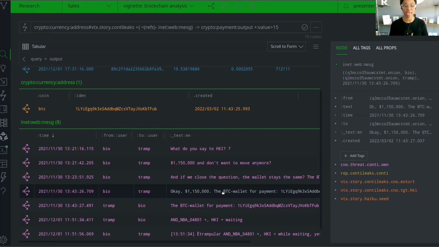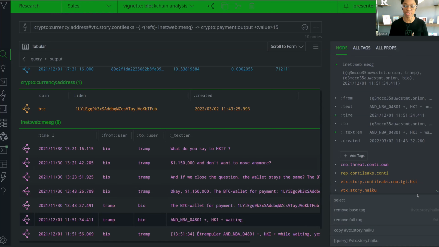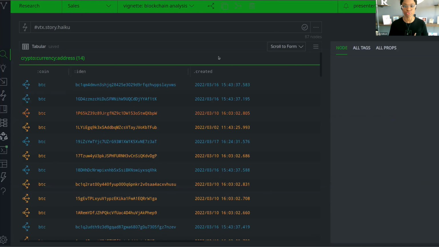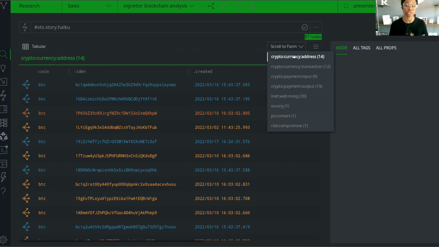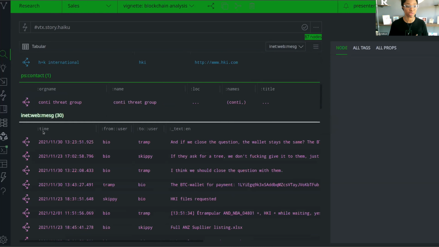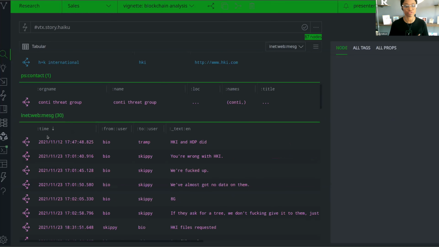This is interesting. And because this was interesting, we kicked off a sub-story that we wanted to use for research, and we named it Haiku. So if I pivot to all of the indicators that we ended up linking to this story of Haiku, you can see how many nodes we've incorporated in this research effort, and also what nodes are included. So everything from cryptocurrency addresses to the transactions that they were involved in, and even the web messages that we were able to assess to be related to this effort.